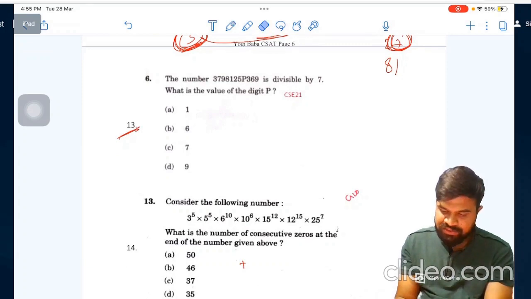So we just form the triplets. Rule of triplet that we have formed. So we just form the triplets 037.